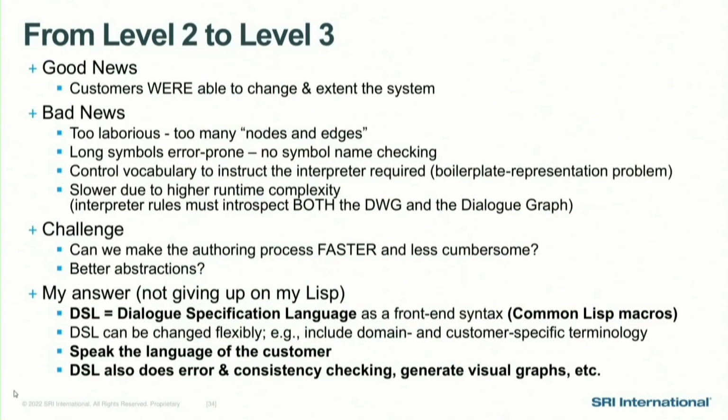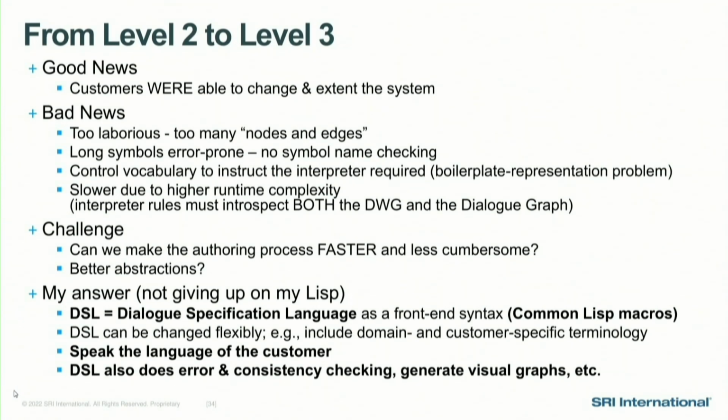So, good news! Customers were able to change and extend workflow graphs. However, it was conceived as being too laborious and also a bit error-prone because of long symbol names, and we didn't have any checks that could identify dangling links based on misspellings and so on. Overall, modeling took too long and now was on a level of abstraction that was too low. Also, the additional control vocabulary required for setting up yes, no branching, etc. was causing a bit of a boilerplate representation problem, and the control vocabulary was also alien to the terminology of the domain. It is always preferable to speak the language of the customer.